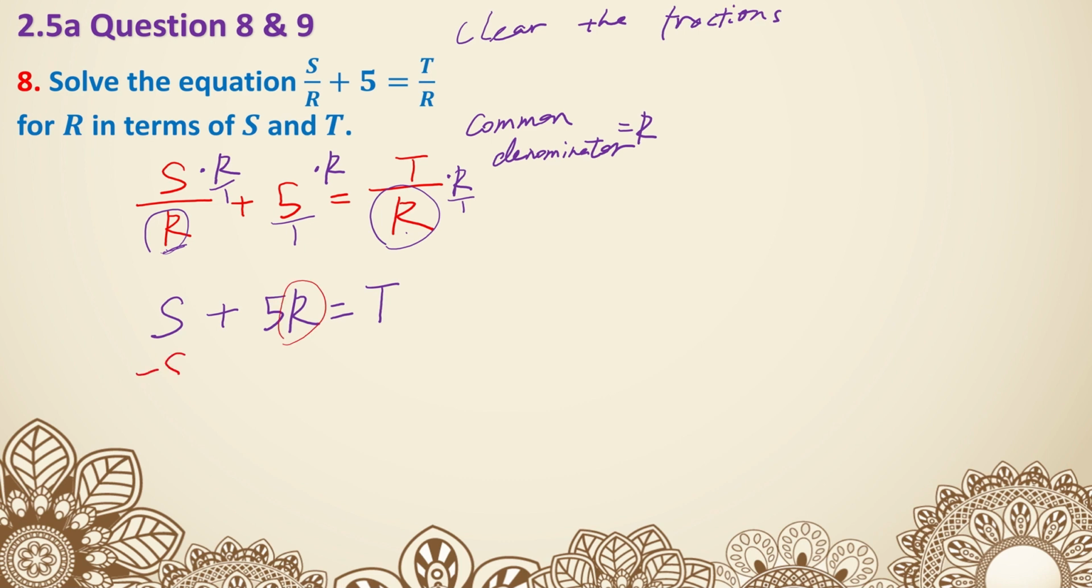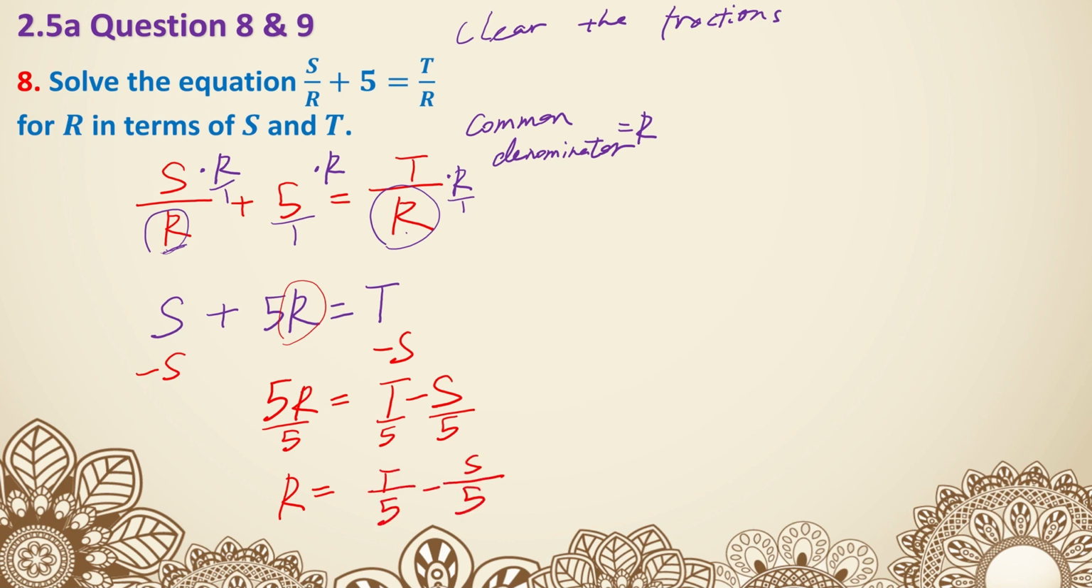I can just move the s over. So I have 5r equals t minus s. And then divide both sides by 5. And typically when we divide things, we're going to divide all of them separately. So r equals t over 5 minus s over 5. There we go. That is question 8.